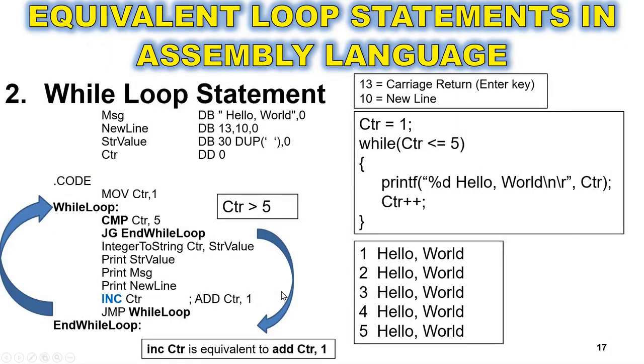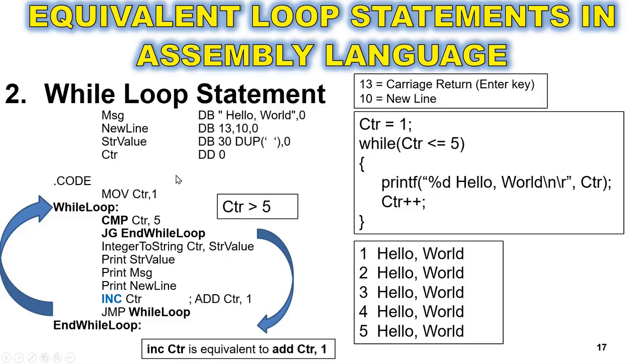Let us examine this assembly language code that applies the template for the while loop statements. Let us convert these C++ codes that repeat 5 times using the while loop. First and foremost, we need to declare some memory variables. Under the data segment, I declared again the memory variable MSG that contains the message hello world, new line that contains 13, 10, array of integers, str value that contains an array of 30 spaces with an integer number of 0, used for integer to string conversion.